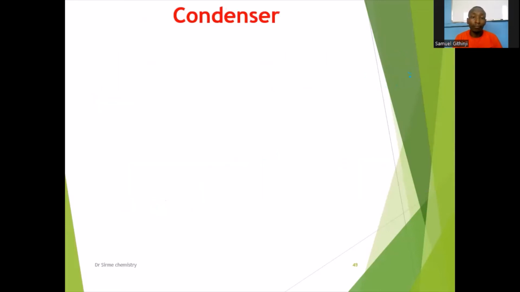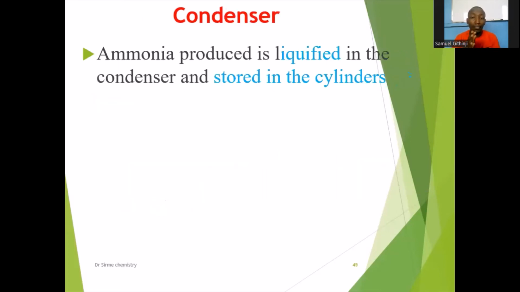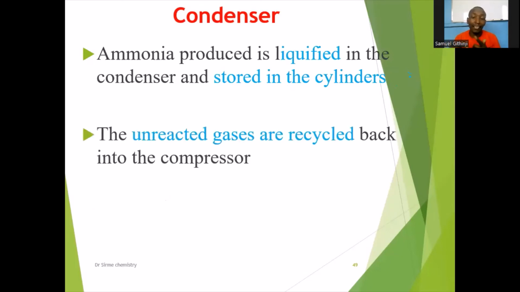Condenser. Ammonia is liquefied in the condenser and is stored. Basically, as simple as that. The unreacted gases are recycled all the way back to the compressor. Again, to do what? To minimize wastage. The cost of production should be lower if the wastage is minimized for the industrial process.